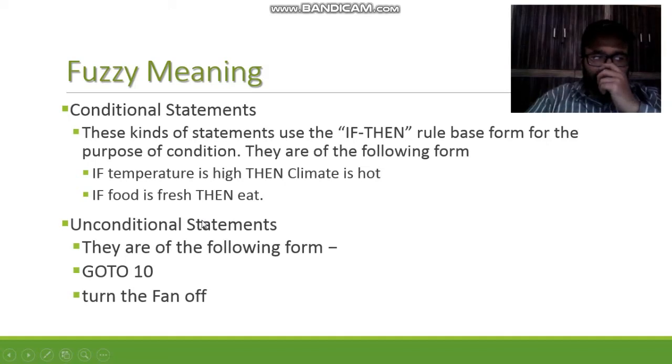Okay, what can an unconditional statement be? An unconditional statement does not have any condition. The earlier ones had the condition of temperature being high or food being fresh, and then we infer something. Unconditionally, in a loop we are going to 10. What is 10? Statement 10. Unconditionally we are turning off a fan. Okay, these can be of two types, conditional and unconditional.